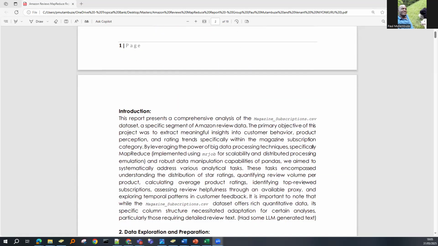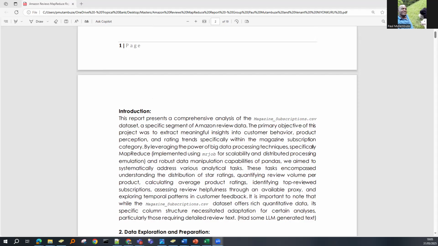In a nutshell, the goal of this was to analyze Amazon review data and to understand customer opinions, product popularity, and rating trends. The tools we used were MapReduce, that is MRJob, for scalable data processing, and pandas for efficient data manipulation and analysis.